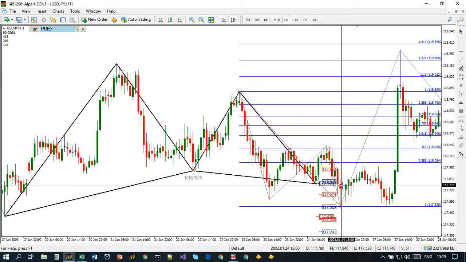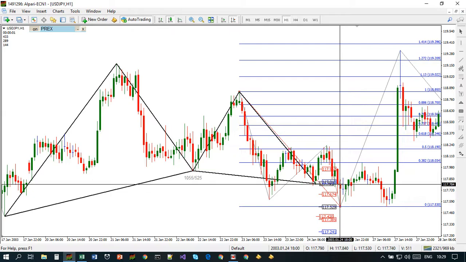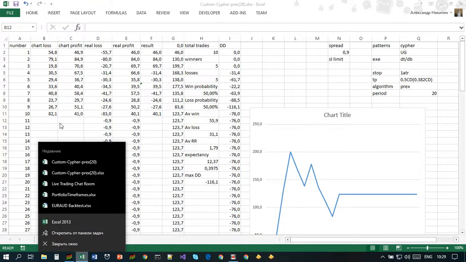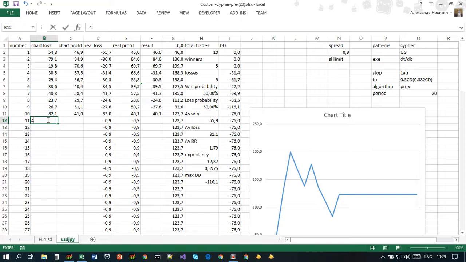Okay, a signal appeared on this green candle. Stop loss is 40.2, take profit 40.6. Okay, come on. 40.2, 40.6. This time it was a take profit.